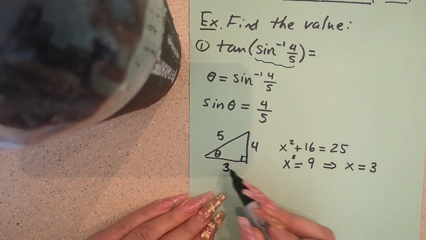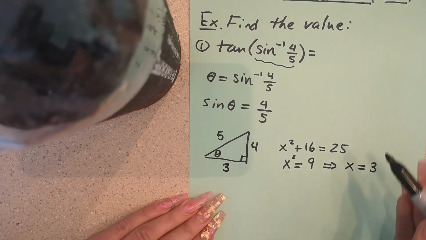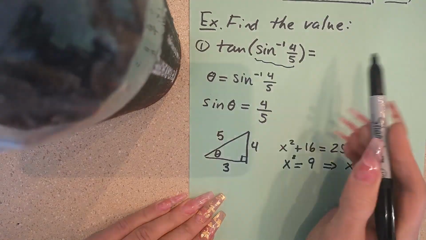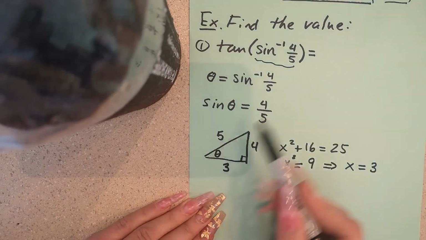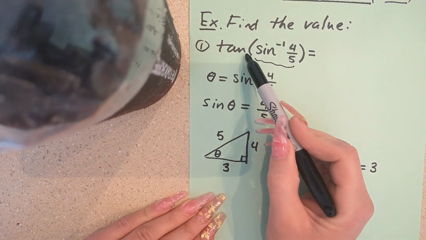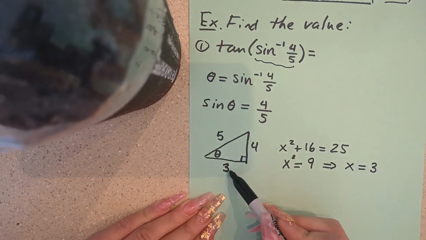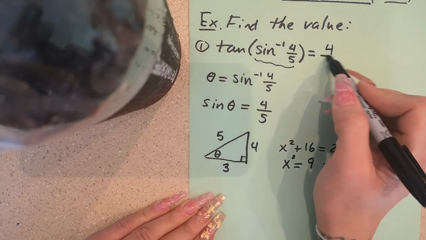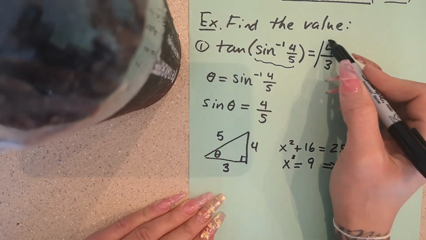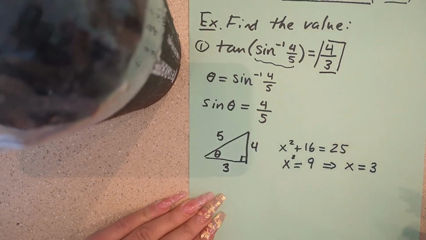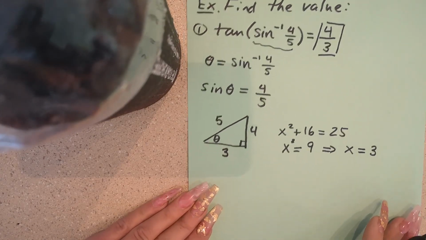So our x is going to be 3. So when I look back here, now I have to say, okay, looking at my triangle, what is the tangent? So the tangent would be the y over the x, right? It would be 4 over 3.